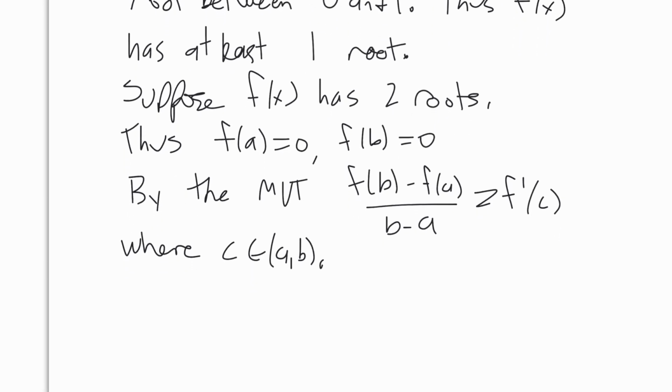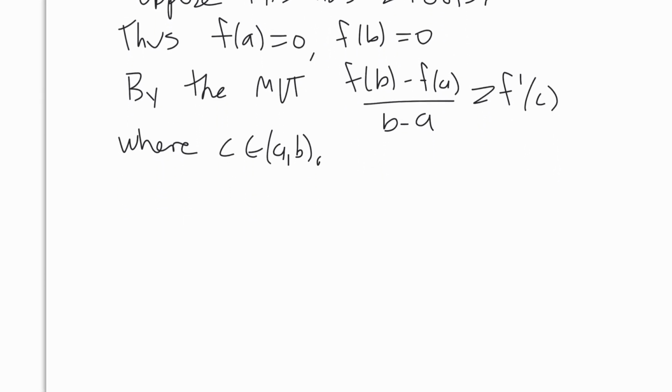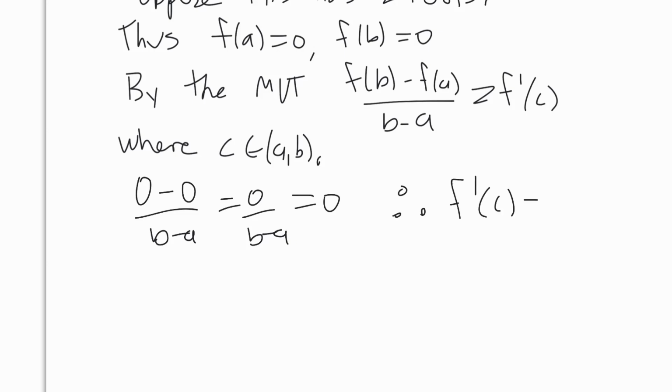Okay, well, let's plug in the values we have here. f of a is 0 and f of b is 0, so you're going to have 0 minus 0 over b minus a. So 0 over b minus a, 0 divided by anything is, of course, 0. And so therefore, f prime of c is equal to 0. All right, so we've been able to show that the derivative must be equal to 0 somewhere. Well, let's actually calculate the derivative.